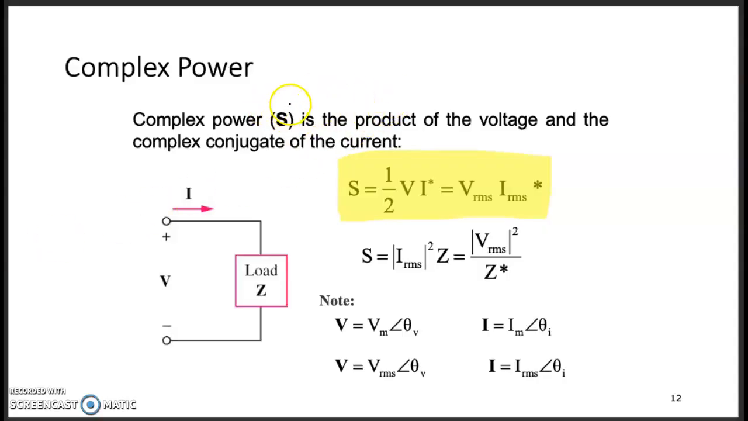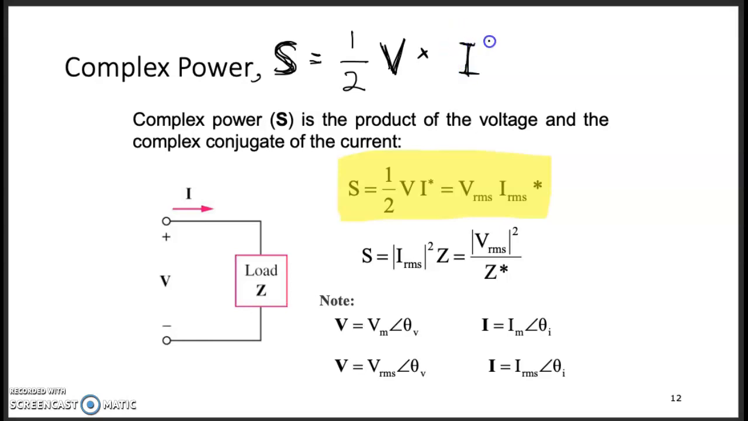Okay, so what is complex power? Complex power, denoted by S, the bold S, because this is a complex number, is the product of the voltage and the complex conjugate of the current. So complex power is equal to half the complex voltage, this is the bold V, this is the bold S, multiplied by the complex conjugate.